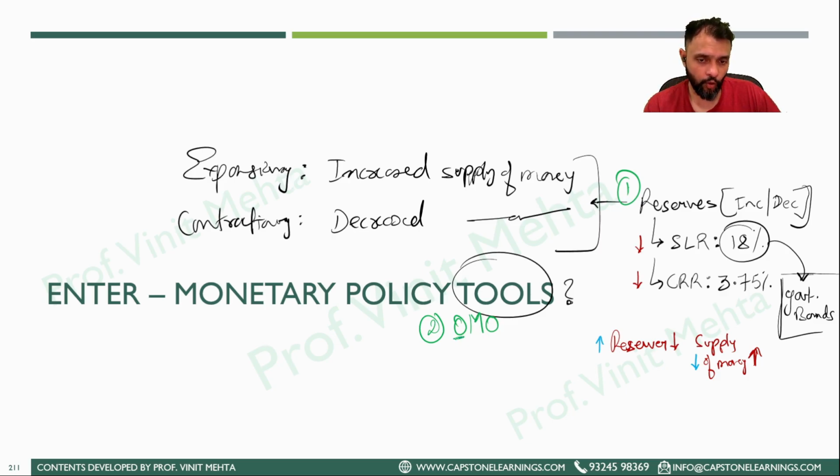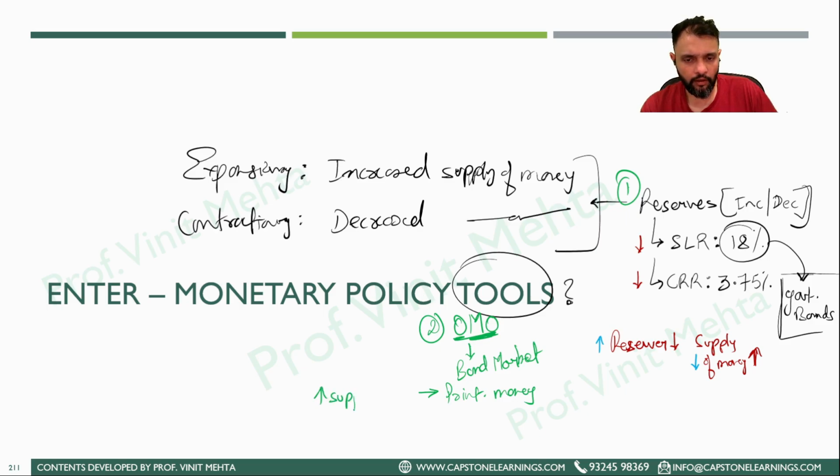OMO stands for Open Market Operations. You see the bond market, which is there in India, or for that matter, any economy. We are talking about the central bank in India, so that's what I'm talking about: the Indian bond market. What the central bank can do is print the money. Now, when will they print the money? When they want to increase the supply of money.